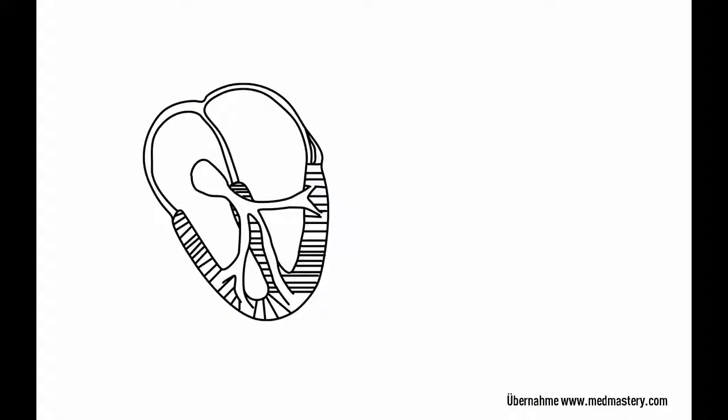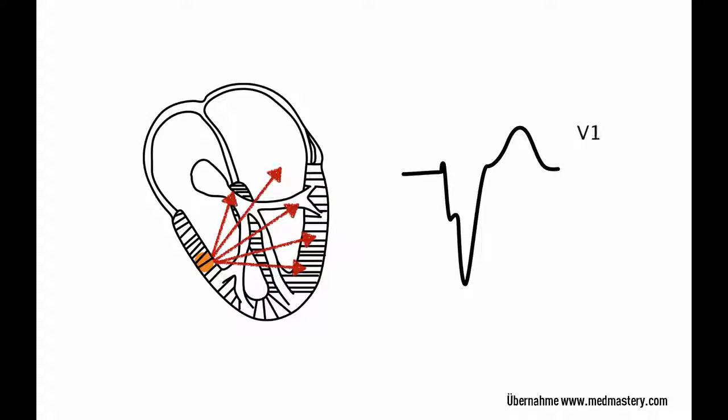If the impulse is generated within the ventricles, as in this example, then it has to travel to the rest of the ventricle through tissue that's usually not well suited for conduction. So in this case, depolarization of the entire ventricle will also take longer than normal and the QRS complex will be broadened. This is an example of how such an impulse could look like in V1.